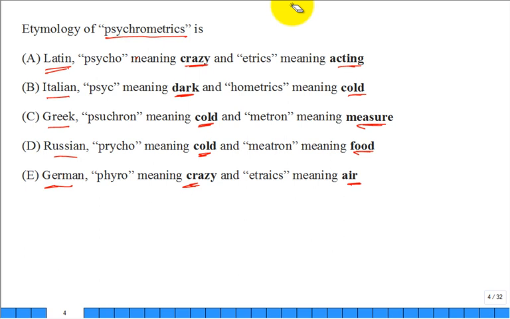Yes. C. When in doubt, go with the Greeks. We get so many of our words today that go back to the Greek. That's exactly right. Cold measure. There you go. You're done.